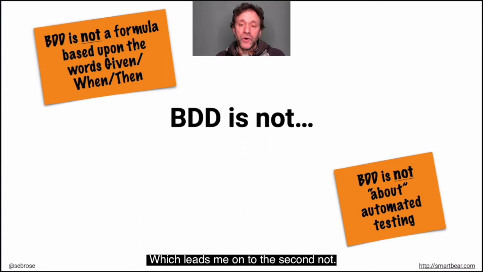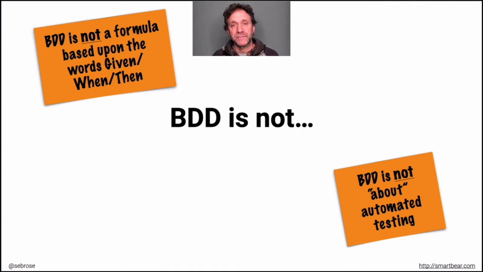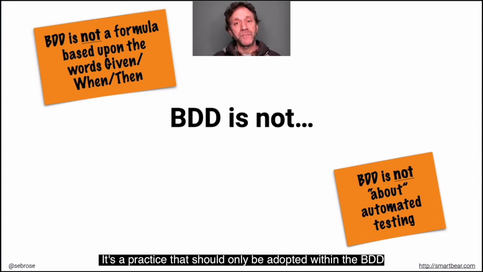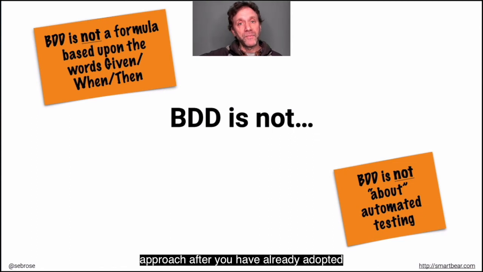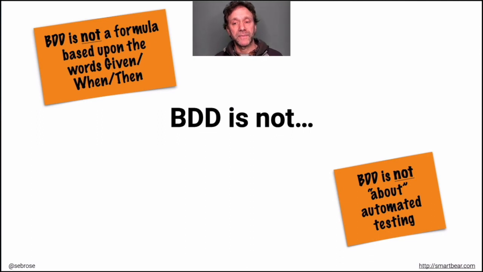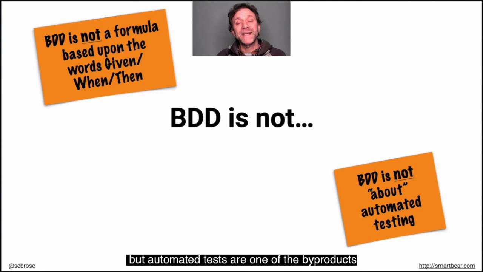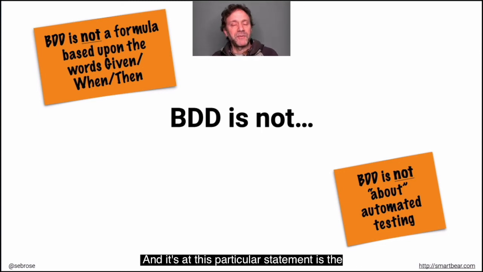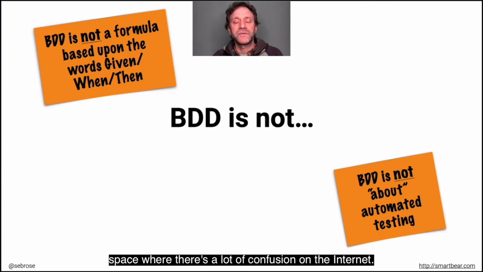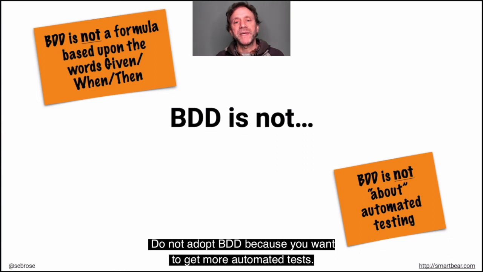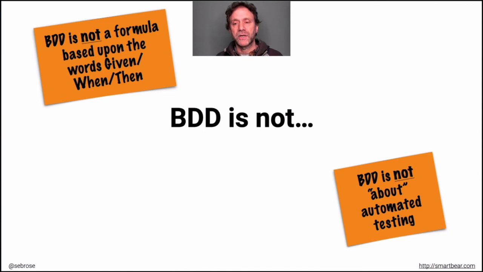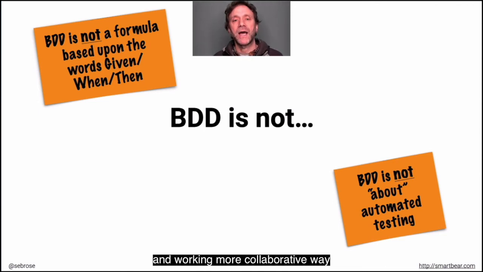Which leads me on to the second not. BDD is not about automated testing. Yes, automation is one of the practices of BDD. It's the third practice. It's a practice that should only be adopted within the BDD approach after you have already adopted discovery and formulation. BDD is not about automated testing, but automated tests are one of the byproducts of following a BDD way of working. And it's this particular statement that is the space where there's a lot of confusion on the internet. Do not adopt BDD because you want to get more automated tests. Adopt BDD because you want to produce better software and work in a more collaborative way and shift your learning to earlier in the process to reduce rework and improve quality.